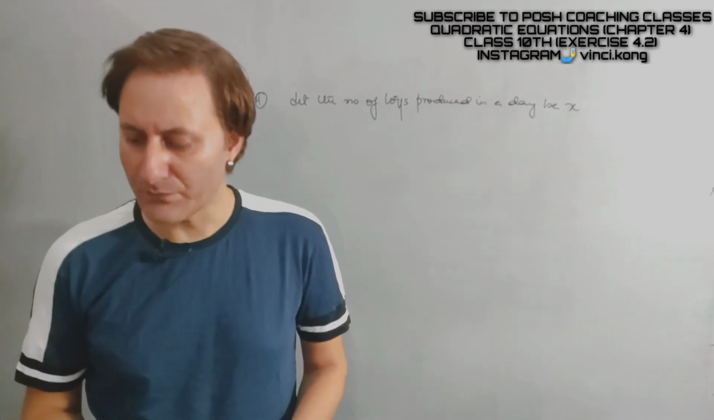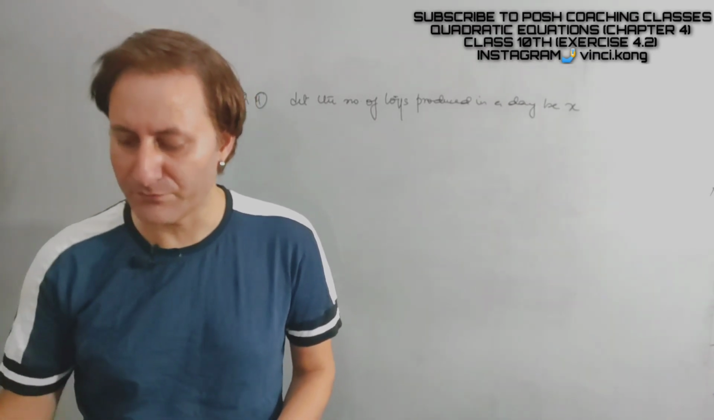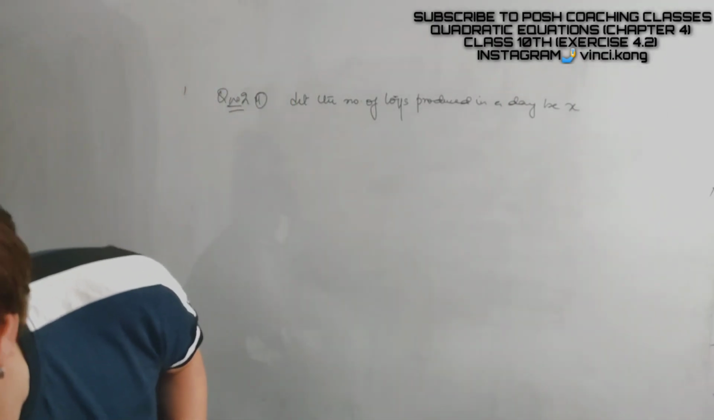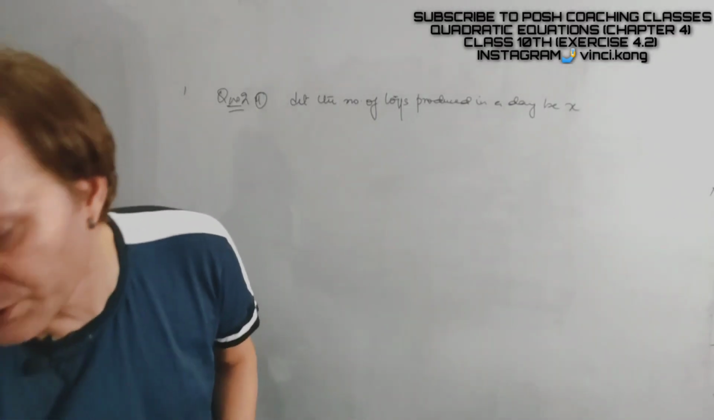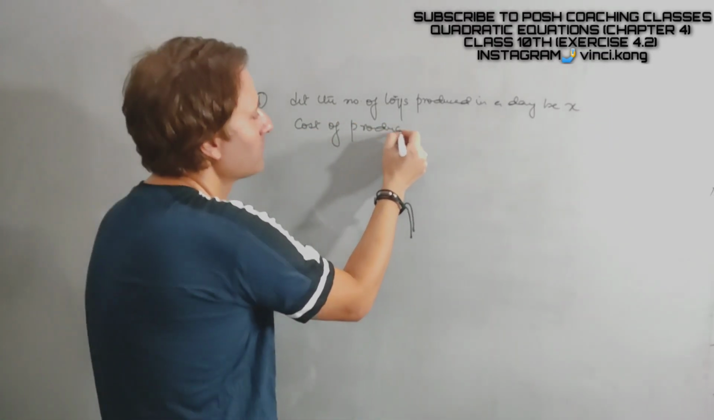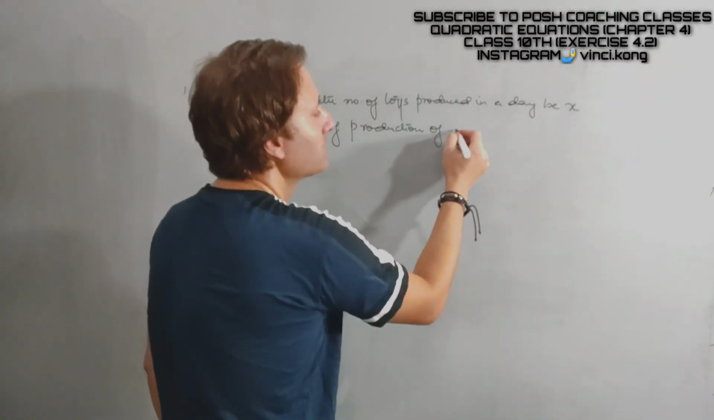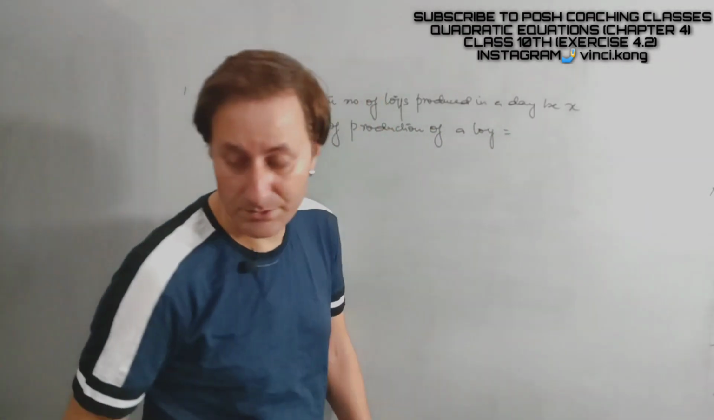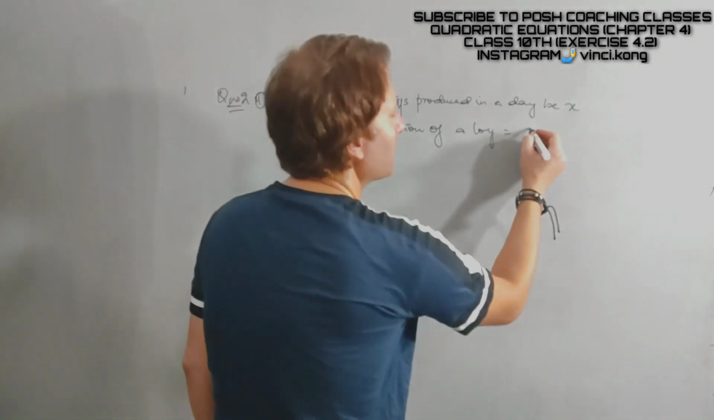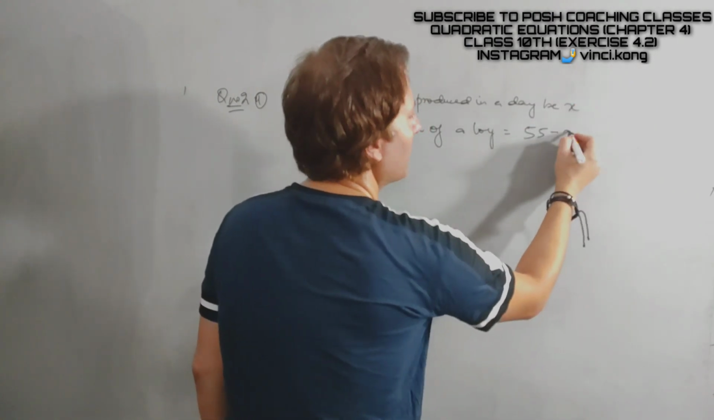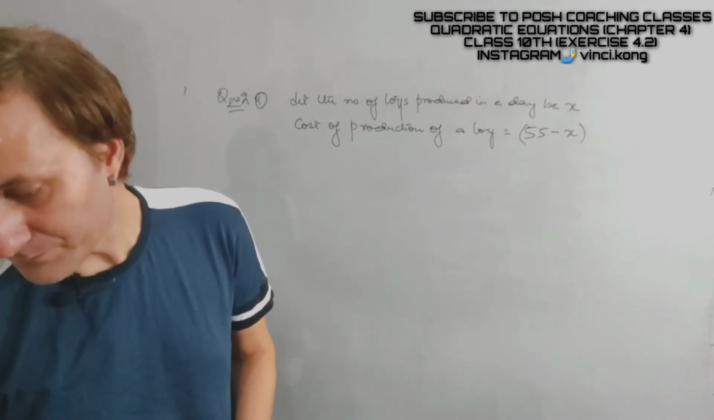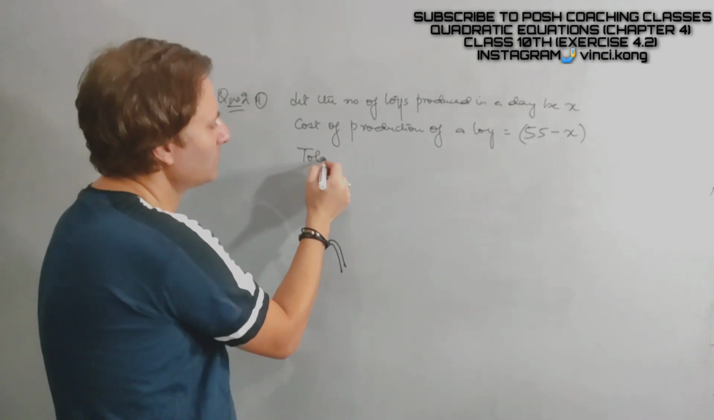The cost of production of each toy in rupees was found to be 55 minus the number of toys produced in a day. So it says the cost of production of a toy is 55 minus the production of that particular day. Okay, now what does it say? Okay, so what I will say, I'll say total cost of production.